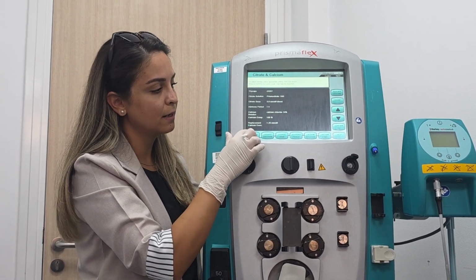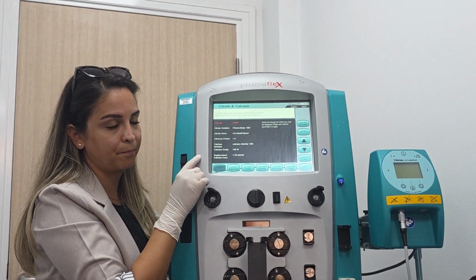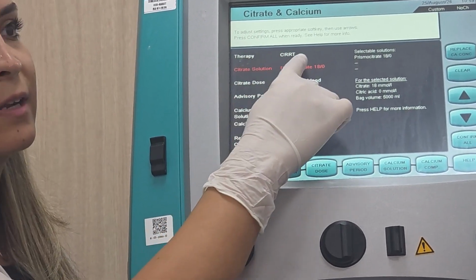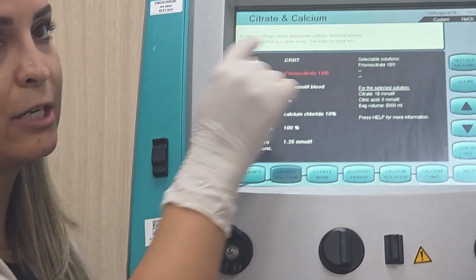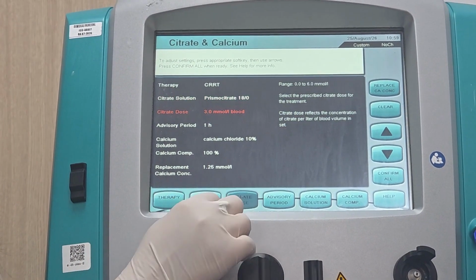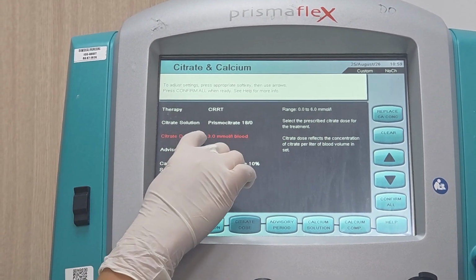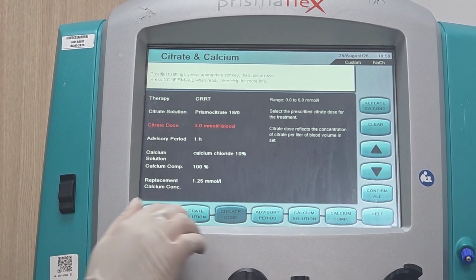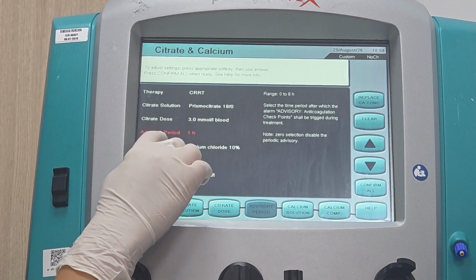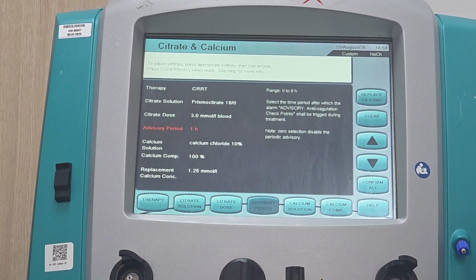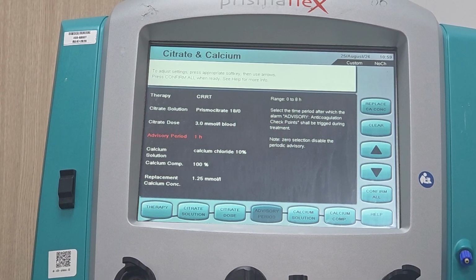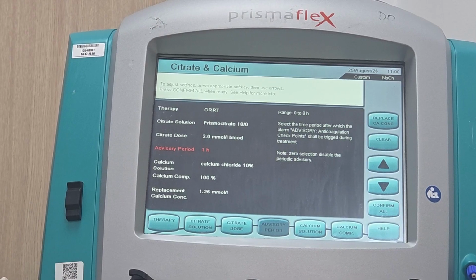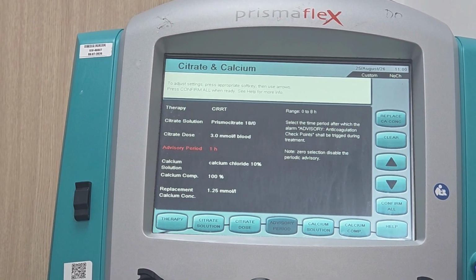So what we are seeing: therapy, CRRT. Okay? Next, citrate solution, it's called Prismocitrate, right? 18/0. Next is citrate dose, 3 millimole per liter blood. Okay, this is the default settings and we keep it like it is. Then, advisory period 1 hour. What does it mean, advisory period? Remember when I told you every hour, actually not the first 2 hours, you need to do ABG? So you can keep like a reminder on the machine to remind you to take the ABG now.